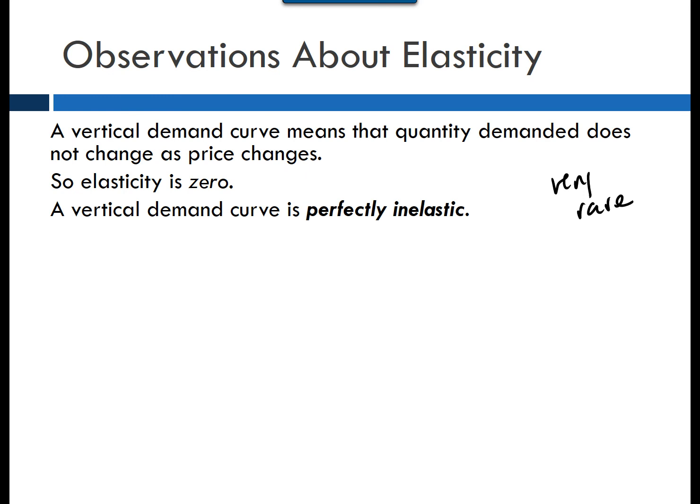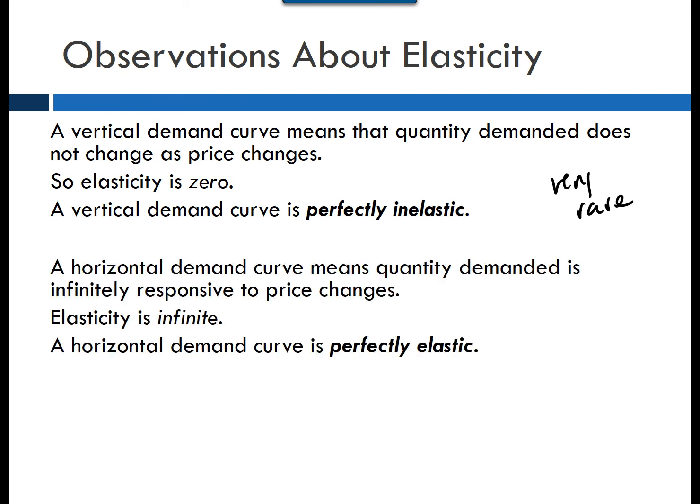So a vertical demand curve would be really, really rare. And if it was perfectly horizontal, it would be perfectly elastic. Again, we actually might see that a little bit. We'll get to that a little later. If two things are absolutely identical and the price of one goes up even a little bit, nobody's going to buy that because they have an identical substitute for it. So that might be an example of perfectly elastic.